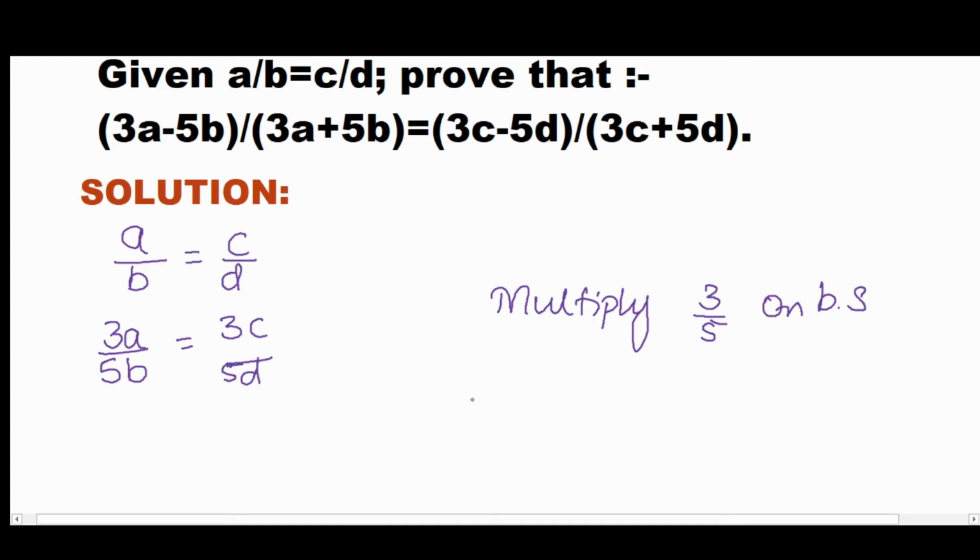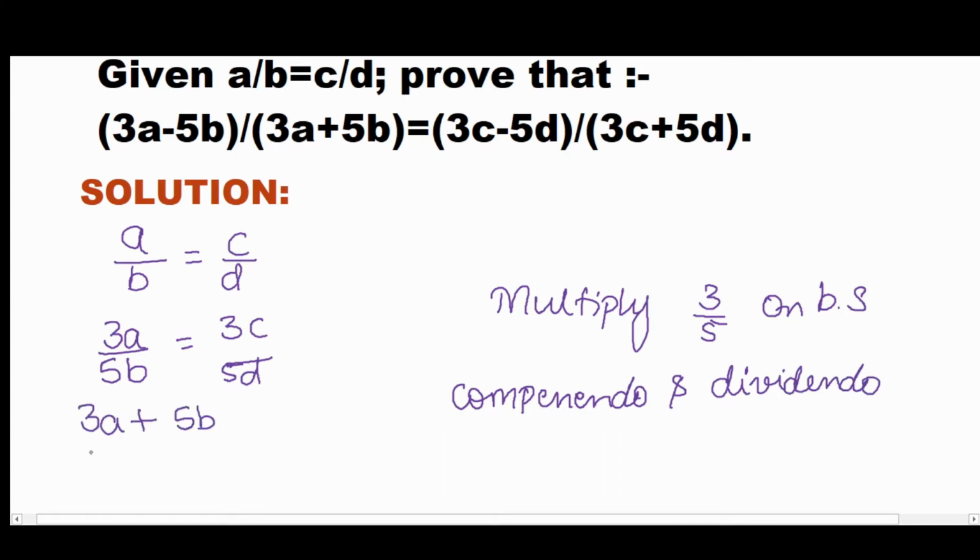Now let's apply componendo and dividendo. So what happens on applying componendo and dividendo? So if I apply componendo, what happens? You get a positive 3a plus 5b. And if I apply dividendo, I get 3a minus 5b, which is equal to 3c plus 5d divided by 3c minus 5d.